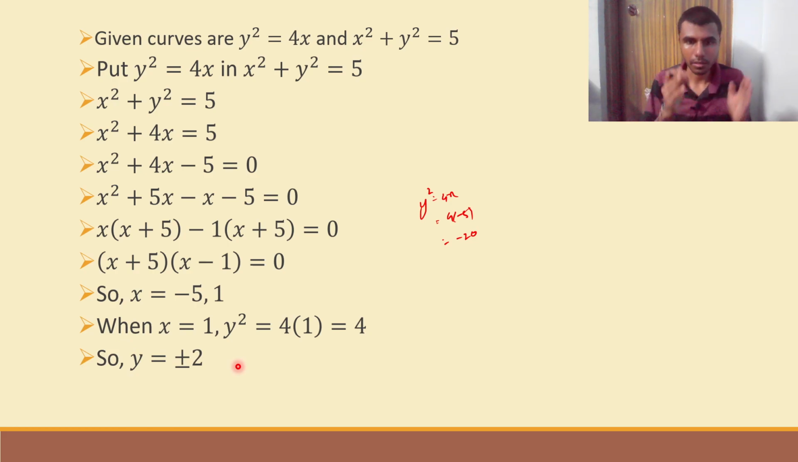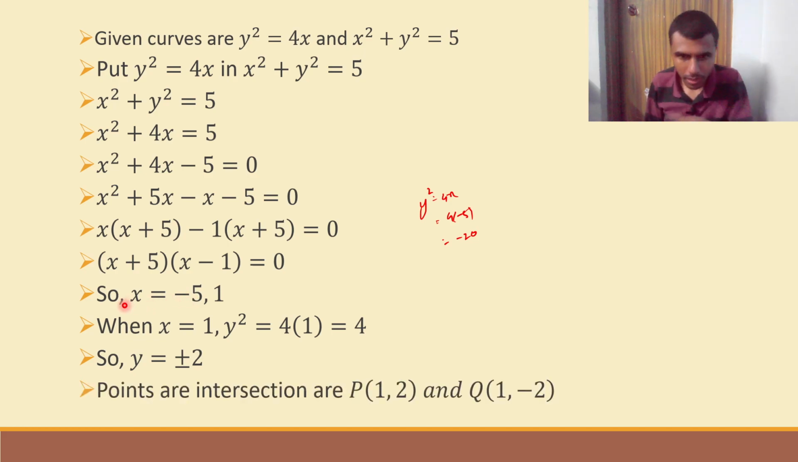One is when x is 1, y is 2. Another is when x is 1, y is minus 2. Take the points of intersection as P(1, 2) and Q(1, minus 2). This was one part of the question, to find the points of intersection.